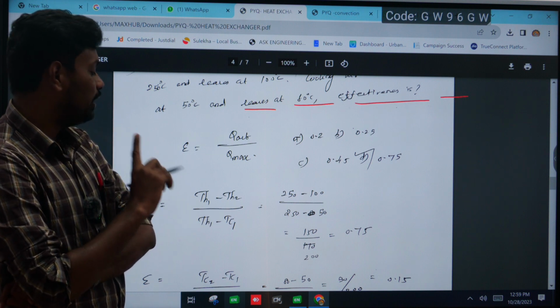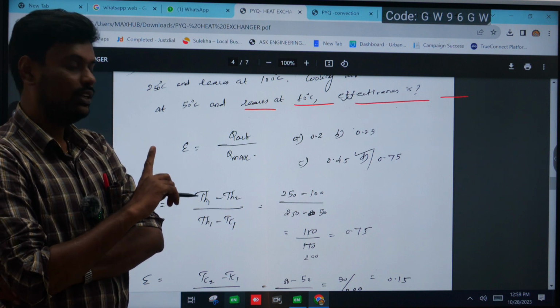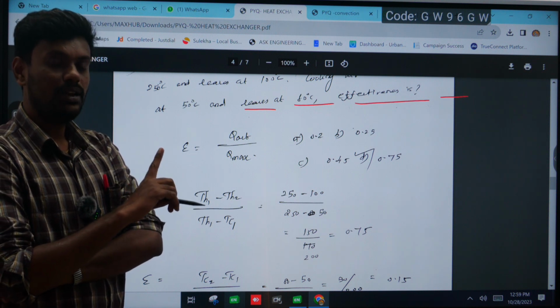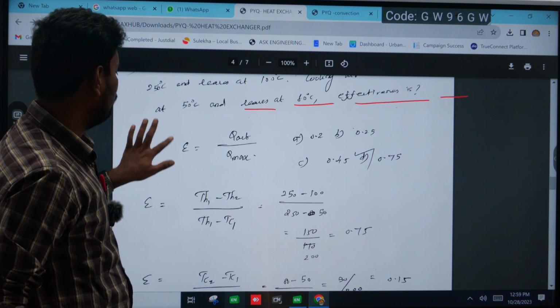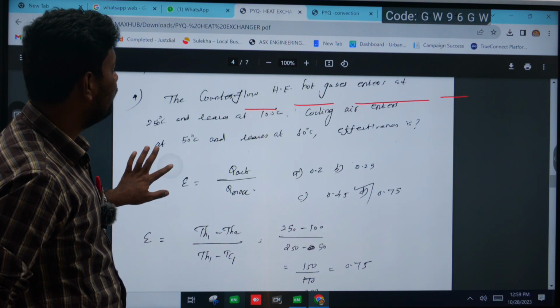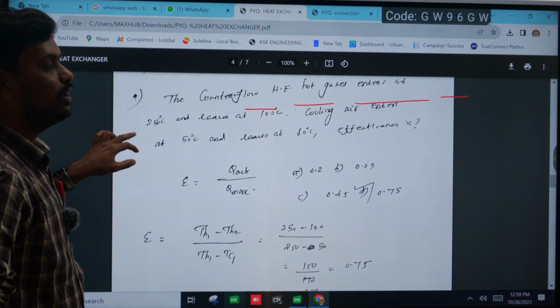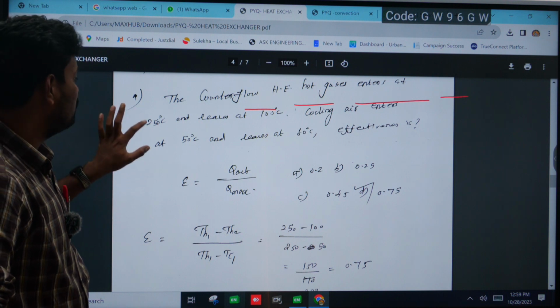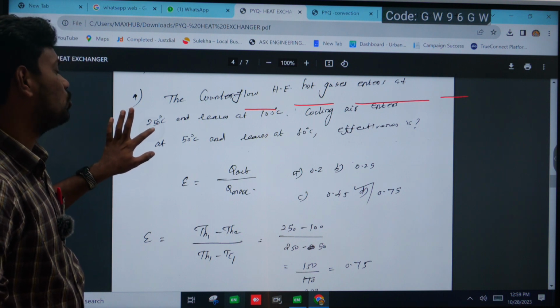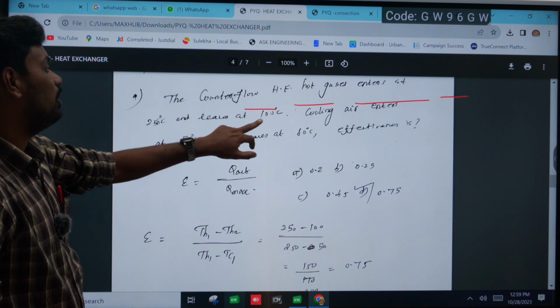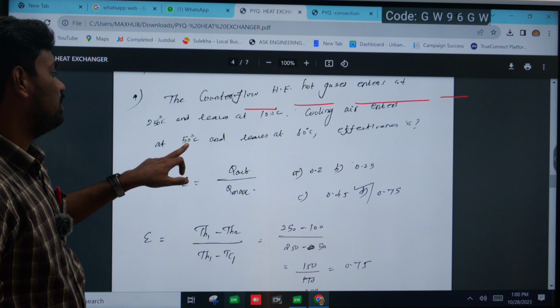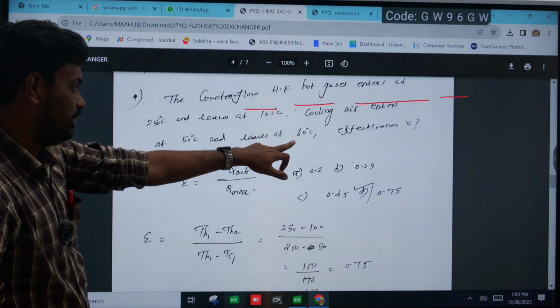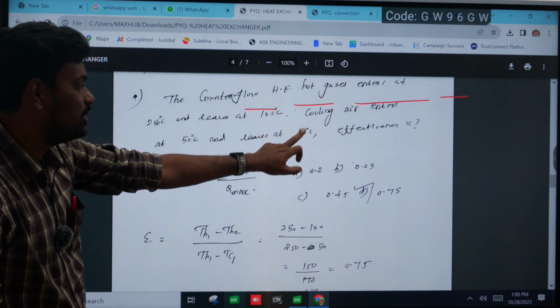TC1 is temperature of the cold fluid at inlet. Okay, so all the values are given. You see, the counter flow heat exchanger, hot gases means hot fluid, enters at 250 degrees Celsius. So this is TH1. Leaves at 100 degrees Celsius. This is TH2. Okay. Cooling air enters at 50 degrees Celsius, leaves at 80 degrees Celsius. This is TC1. This is TC2.